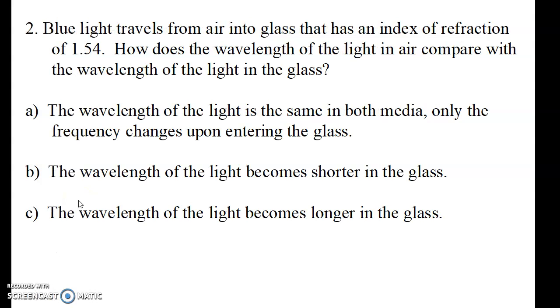Blue light travels from air into glass that has an index of refraction of 1.54. How does the wavelength of light in air compare with the wavelength of light in the glass? And that is B, the wavelength of light becomes shorter in the glass, right? Because it's a higher index of refraction, the wavelength becomes shorter.